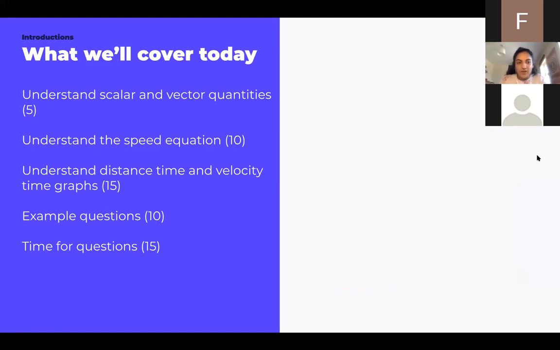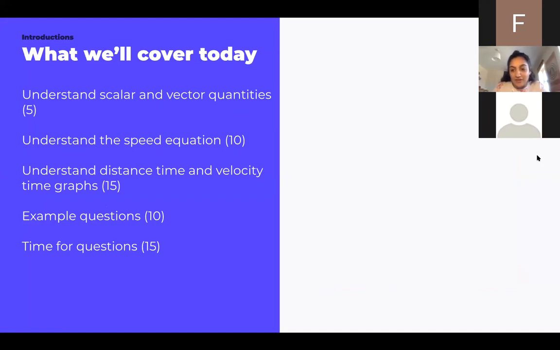Okay, so what we're going to be covering today is basically speed, distance, time, acceleration, how objects move and how they change speed. So first of all, we need to think about scalar and vector quantities. Then we're going to move on to understanding the speed equation a little bit more and getting a bit more advanced with it. Then we're going to talk about distance time graphs and velocity time graphs and how we interpret the different features of them. We'll have a little bit of time for example questions, and then we'll take your guys' questions as well at the end.